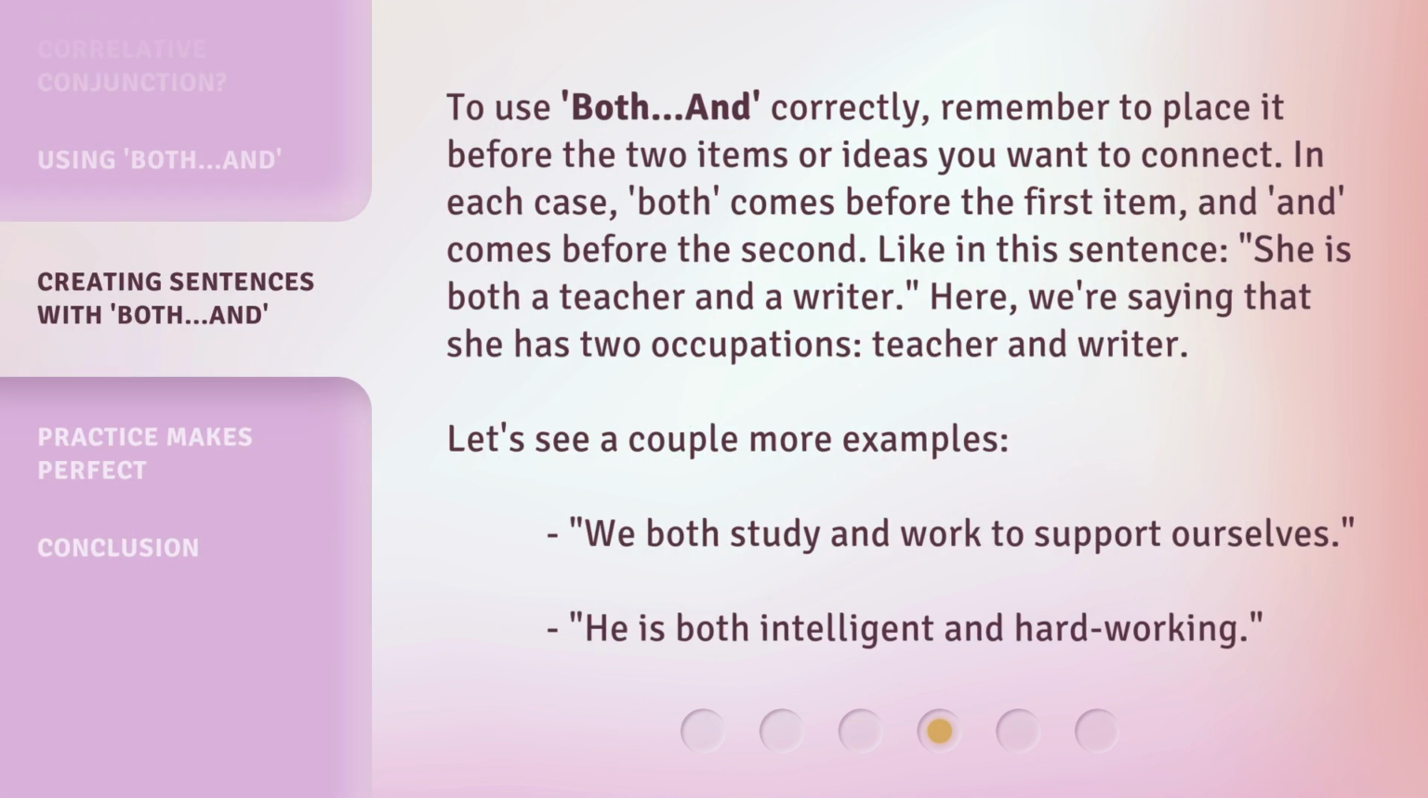To use both... and correctly, remember to place it before the two items or ideas you want to connect. In each case, both comes before the first item, and and comes before the second. Like in this sentence, she is both a teacher and a writer. Here, we're saying that she has two occupations, teacher and writer.